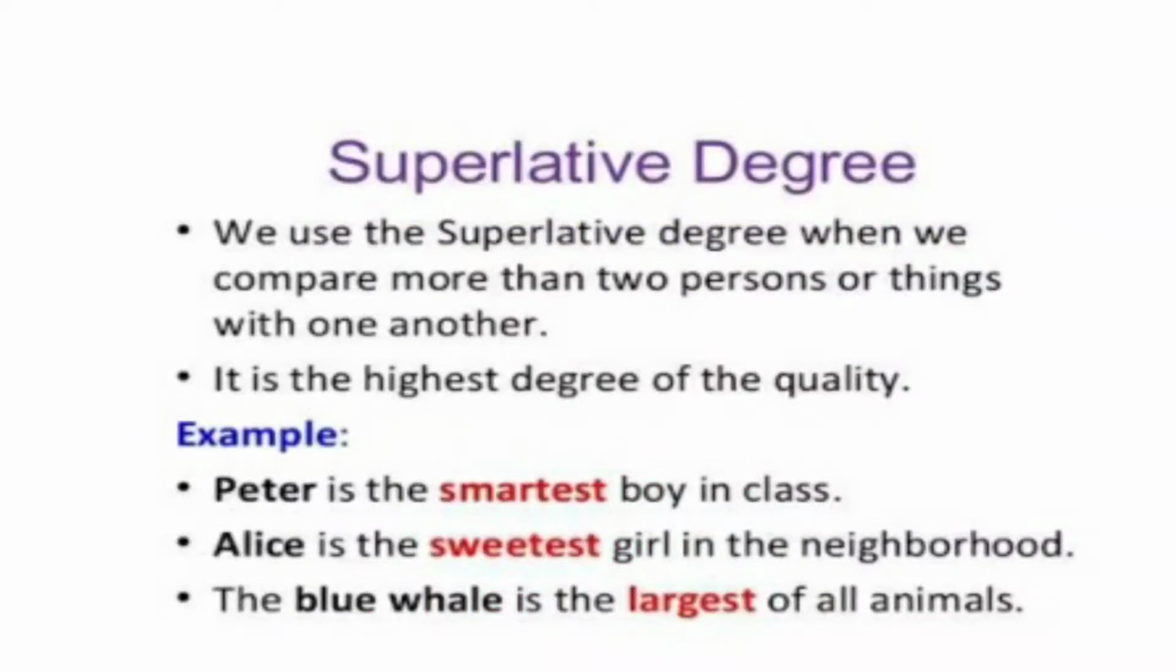So the third one is superlative degree. Superlative degree वो होती है बेटा when we compare more than 2 nouns or pronouns. It is used to compare more than 2 nouns or pronouns or things with the other ones. ठीक है. एंड इट इज़ द हाइएस्ट डिग्री ऑफ क्वालिटी. मतलब अगर हम कहेंगे यह कि पीटर इज़ द स्मार्टेस्ट बॉय इन द क्लास, कि पीटर जो है क्लास का सबसे ज़्यादा स्मार्ट बच्चा है, स्मार्ट लड़का है, तो इट मीन्स कि उससे ज़्यादा स्मार्ट क्लास में कोई नहीं है. तो इट इज़ द हाइएस्ट डिग्री ऑफ क्वालिटी.